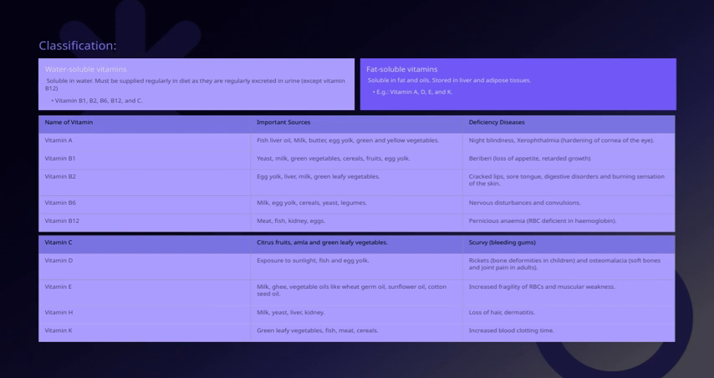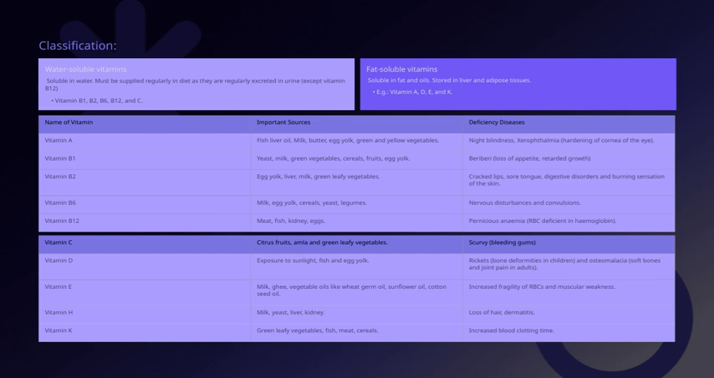Now, moving on to water-soluble vitamins. These are vitamins B1, B2, B6, B12, and C. They dissolve in water, which makes them easier to absorb, but also means they are excreted in urine fairly quickly. Therefore, they need to be supplied regularly through our diet, except for vitamin B12, which has a unique storage capacity in the liver.